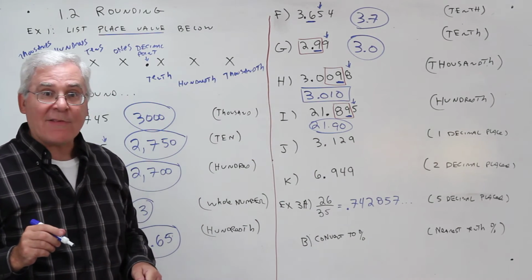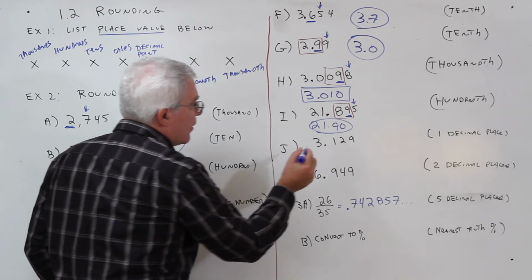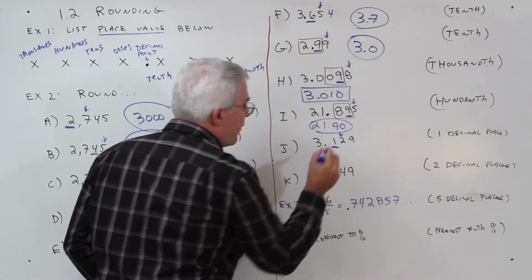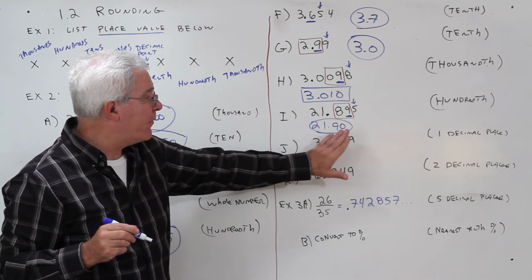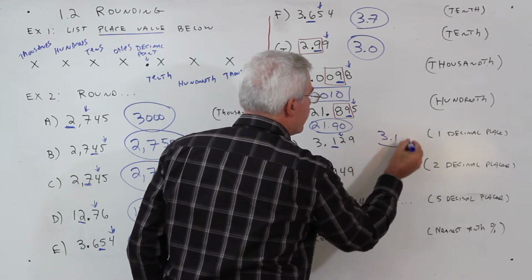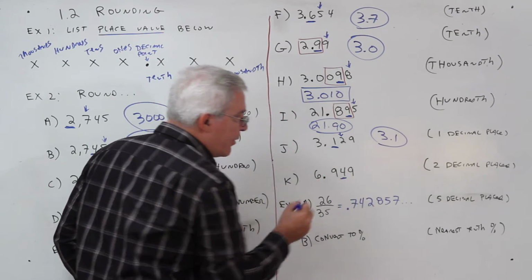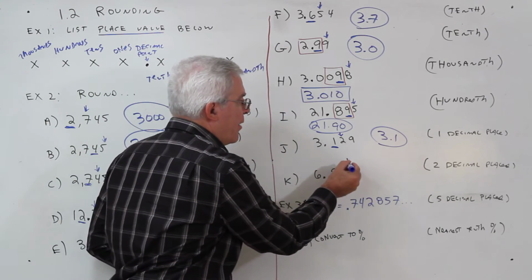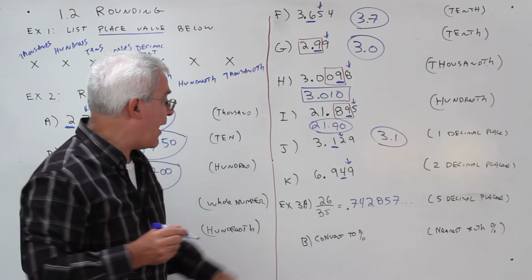3.129, 1 decimal place, so that means just 1 place after the decimal. Arrow over there. You are not a 5 or above, so I just make you go away, 3.1. 2 decimal places, so I go to the second place, arrow over here. 9 is 5 or above, boost the 4 to a 5.